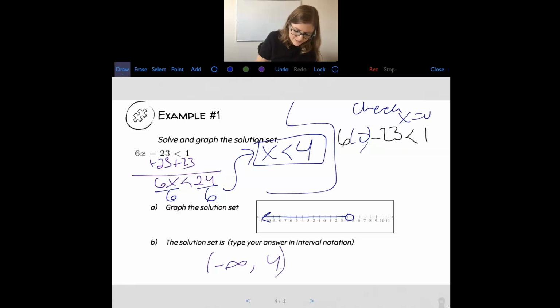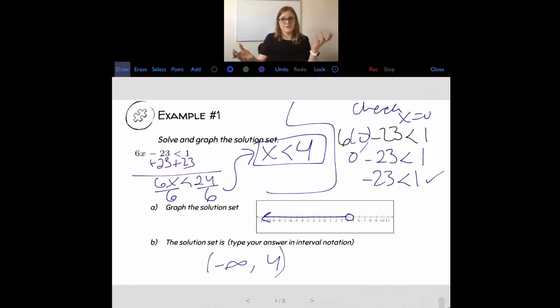Okay, so we'll keep simplifying. So 6 times 0 is 0. Negative 23 is less than 1. Okay, so that's what we're looking at when we say a solution set. So you can plug in any number less than 4 and your inequality will be true.